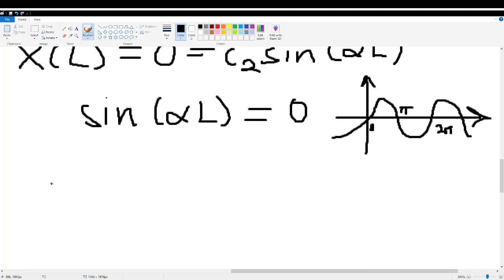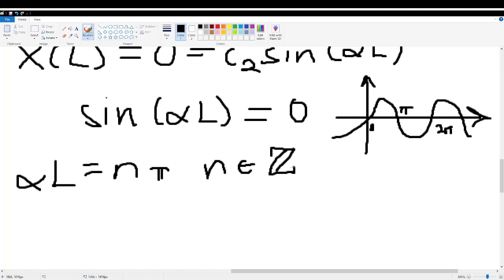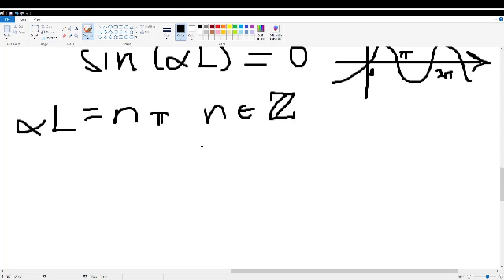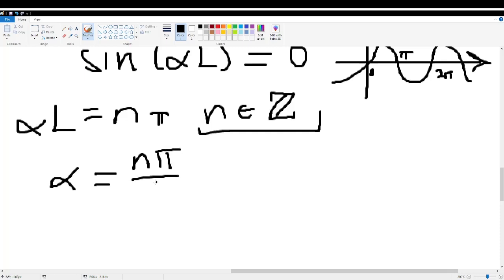And in mathematics, we have a way of writing that out. We say that for this equation to be true, alpha L has to be n times pi, where n is an integer, right? This little Z stands for Zahlen, integer in another language. So we use it for integers, right? n is an integer. What does that mean? That means alpha is equal to n pi over L. But this is good. We found a value of alpha which makes our equation true.